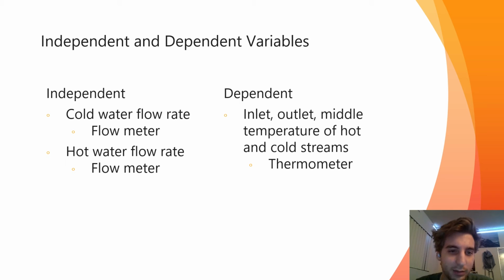Independent and dependent variables. The independent variables are the cold water flow rate and the hot water flow rate measured by a flow meter. The dependent variables are the inlet, outlet, and middle temperatures of the hot and cold streams measured with thermometers.